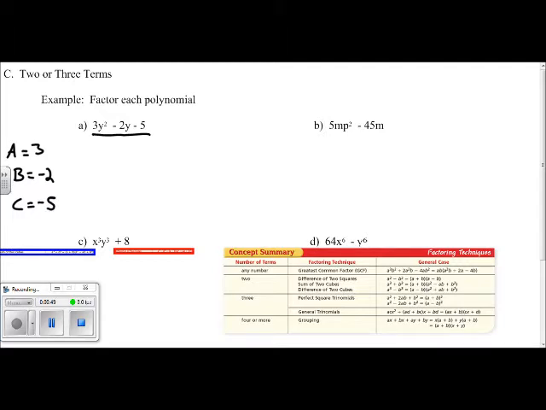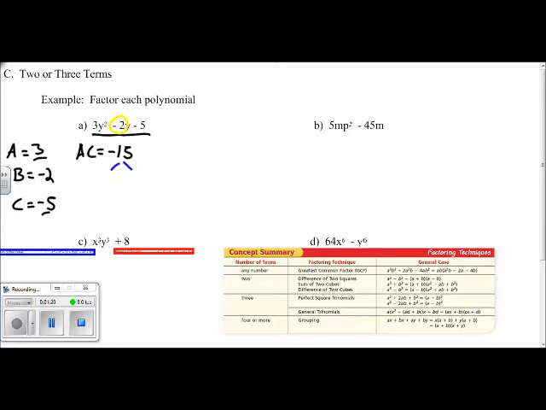Now that we know A, B, and C, we need to find A times C, or AC, which is going to be 3 times negative 5, and that is negative 15. Now remember, when we have AC, we need to find what the factors are. And we want our factors to add up to B, which in this case is negative 2. We also need to remember that our AC is negative. It's negative 15. So whatever we find for the factors, one will be positive and one will be negative.